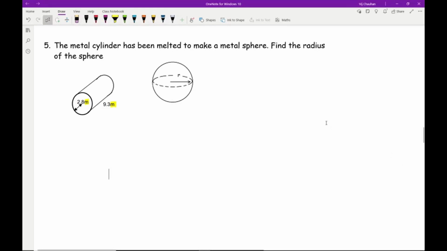So the first thing we need to do is find the volume. Step 1 is find the volume of the cylinder, because we need to know how much metal is being produced from this particular cylinder. So the volume is going to be equal to the base, because it's a prism, it's the cross-sectional area, which is a circle, so it's pi r squared times the length.